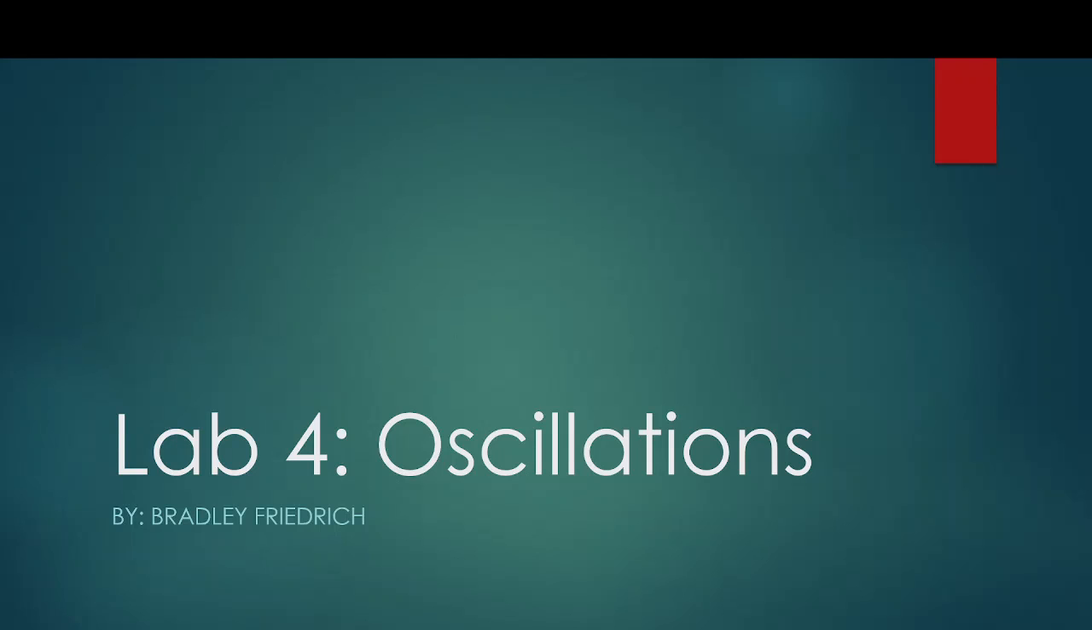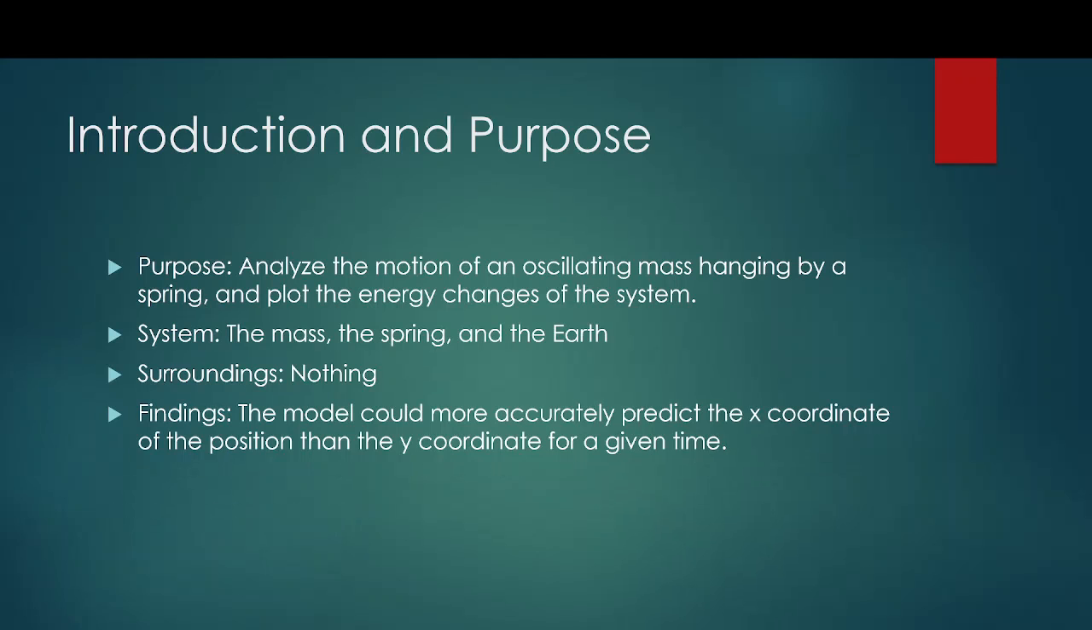Lab 4 Oscillations. The purpose of this lab is to analyze the motion of an oscillating mass hanging by a spring and plot the energy changes of the system. The system in this scenario is the mass, the spring, and the gravity of the Earth, where there's nothing in the surroundings. The model could more accurately predict the x-coordinate of the position than the y-coordinate.